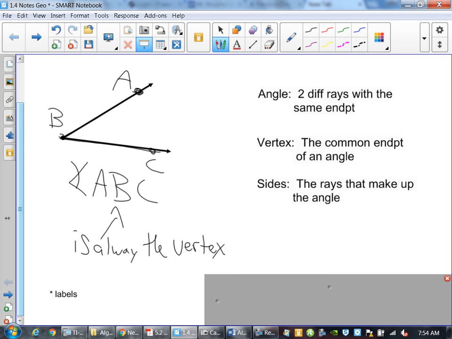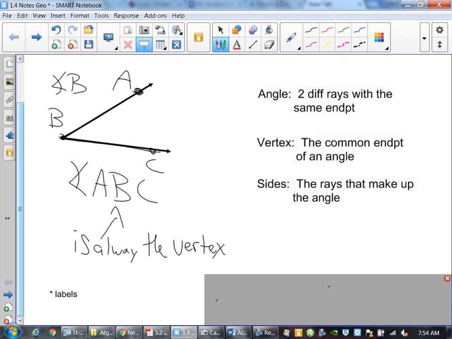A, B, C. If I say C, B, A, is it the same angle? Yeah, it's the same thing. You just go the other direction. So you can flip-flop the letters for the sides of the angle, just as long as the vertex is the same. Another way, the only time you can do this, is I could also label this as angle B. The reason I can say that is angle B is because there is no other angle in this picture that has B as the vertex.